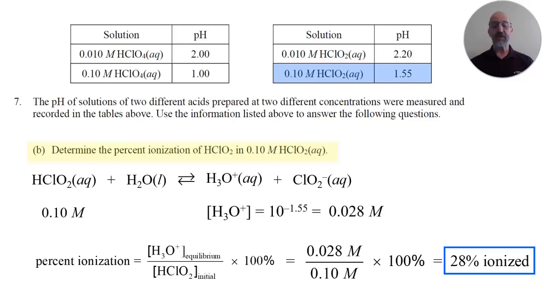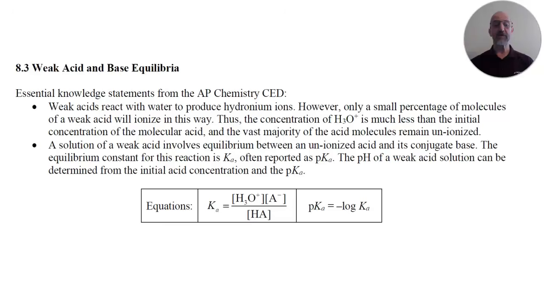So what we will see on the AP Chemistry exam is that a weak acid is only partially ionized in aqueous solution. So this will be a good transition to our next topic. So it's time to move on to the review for topic 8.3, Weak Acid and Base Equilibria. Here are some essential knowledge statements from the AP Chemistry course and exam description.